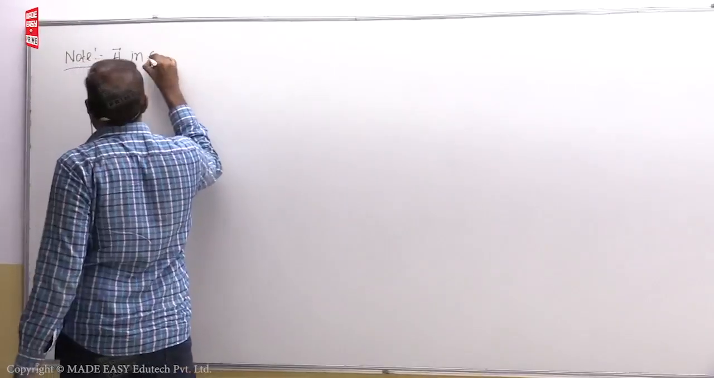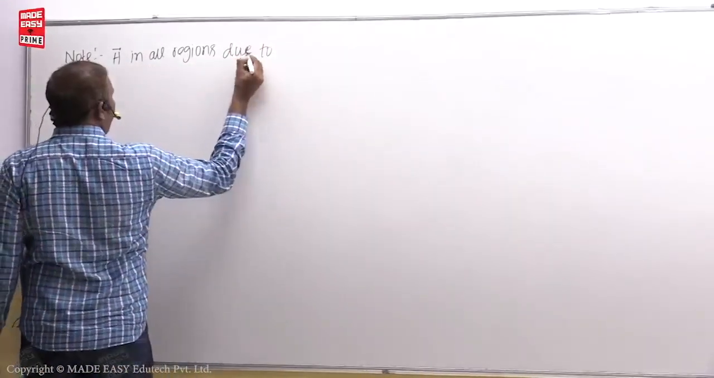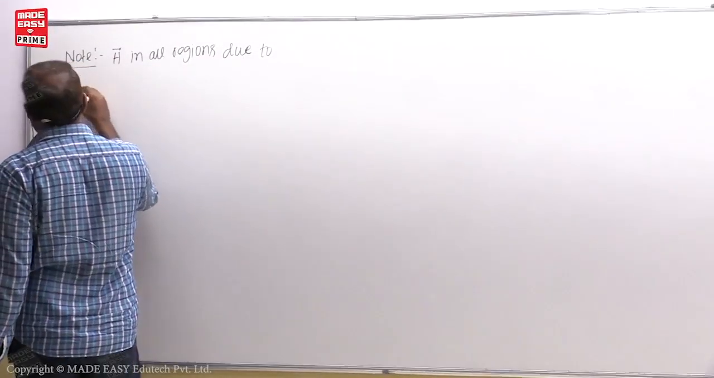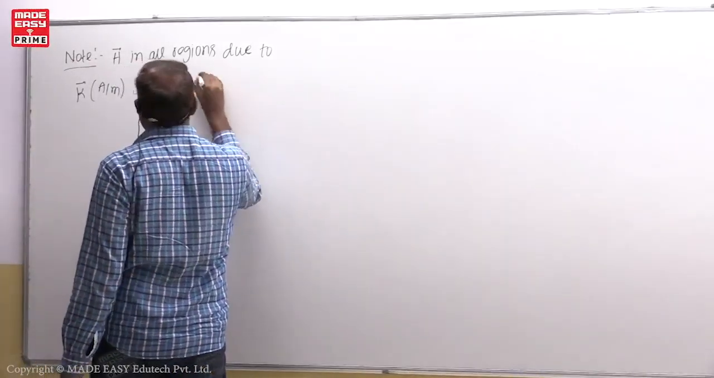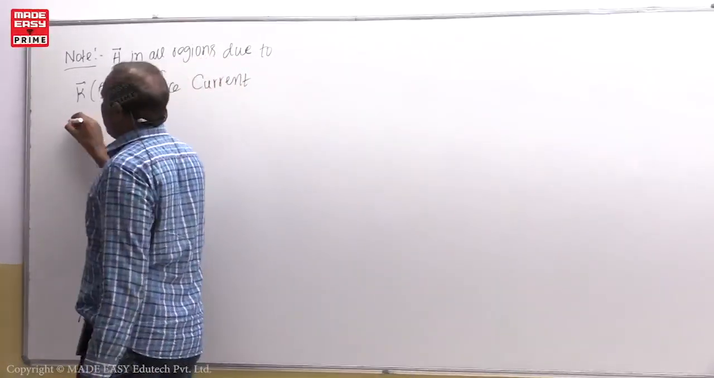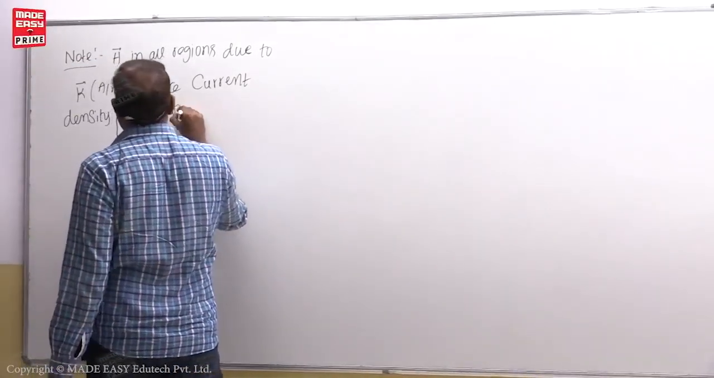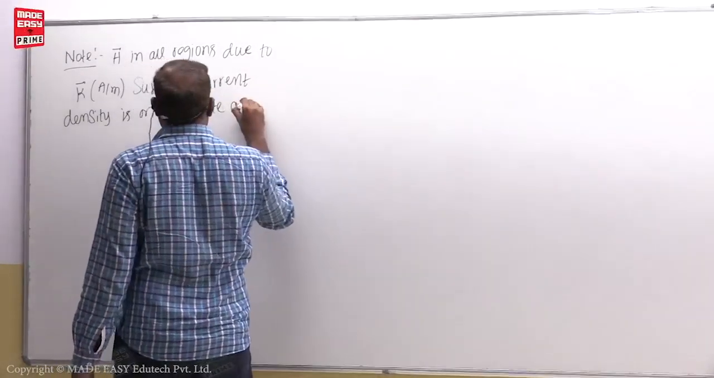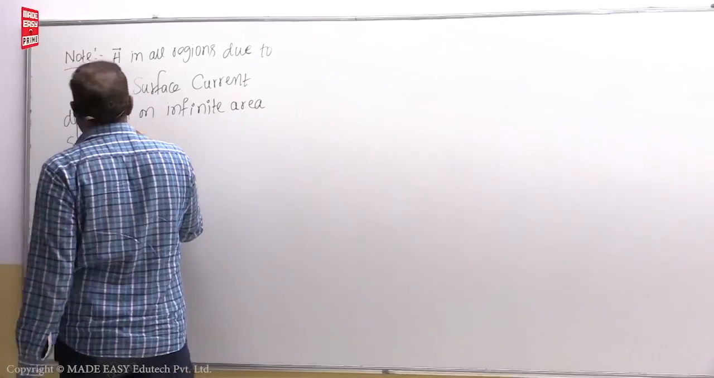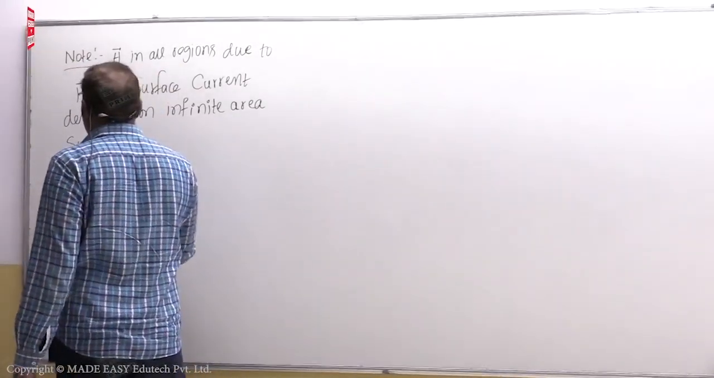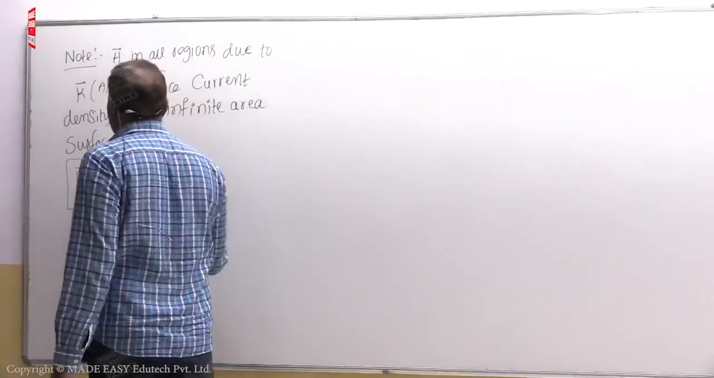H bar in all regions due to K bar, ampere per meter, surface current density is on infinite area surface is, H bar is equal to half into K cross an cap. So this is the formula.